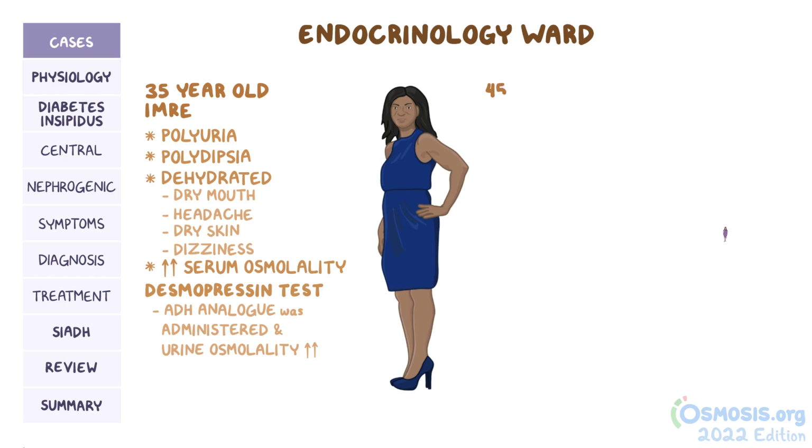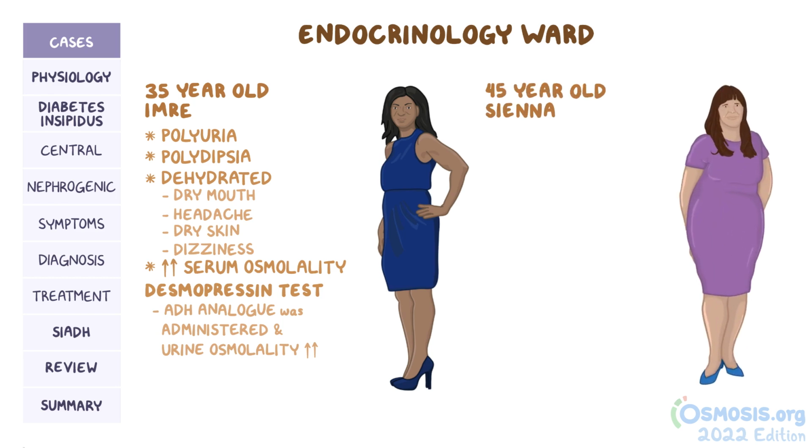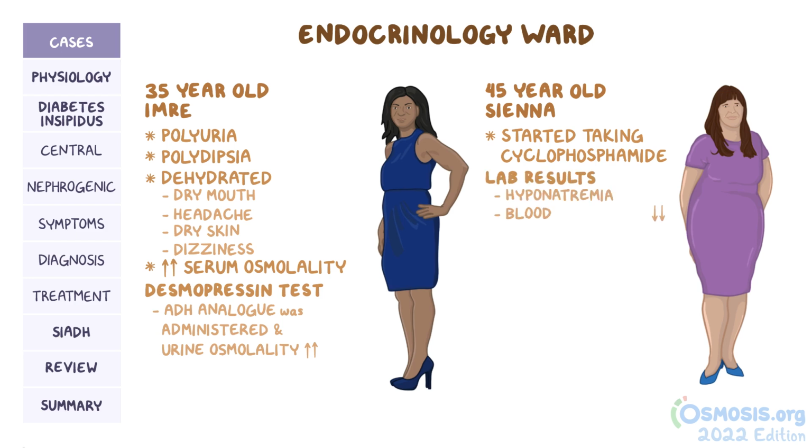The other person is 45-year-old Sienna, who came in to do some routine tests because she started taking cyclophosphamide and wanted to make sure that there were no complications. Her lab results showed hyponatremia, decreased blood osmolality, and her urine osmolality was higher than serum osmolality.